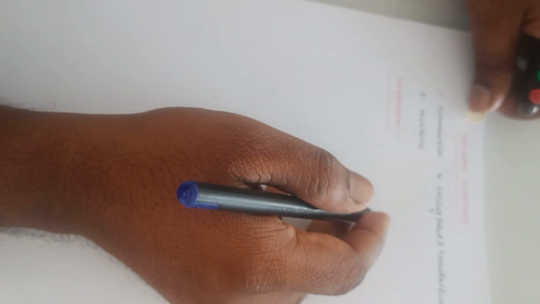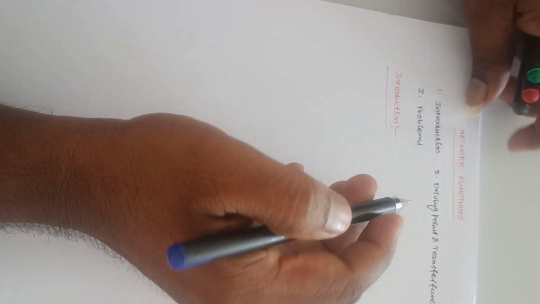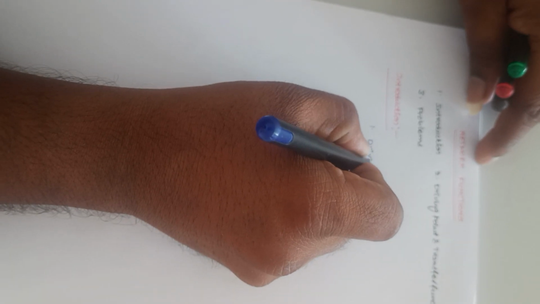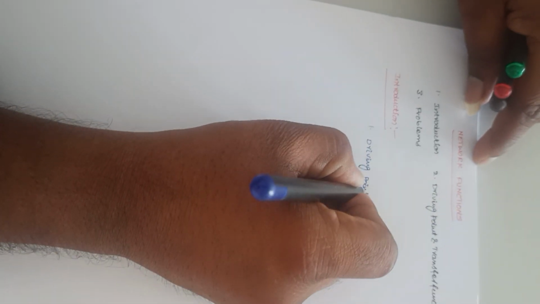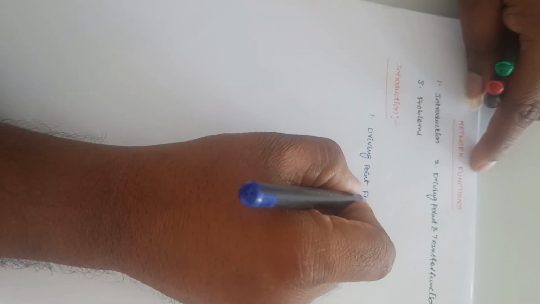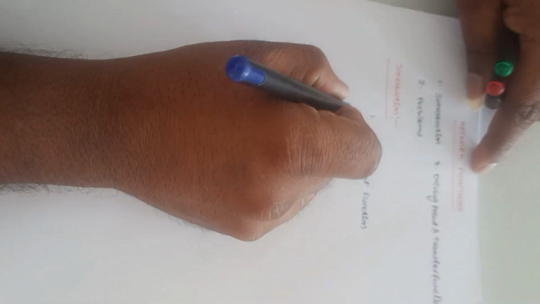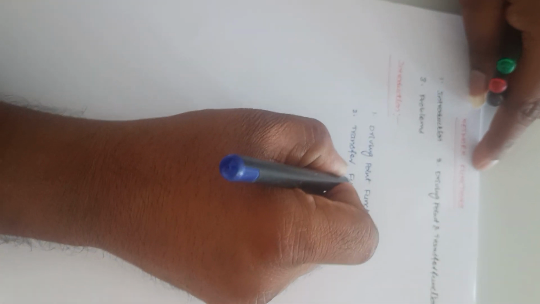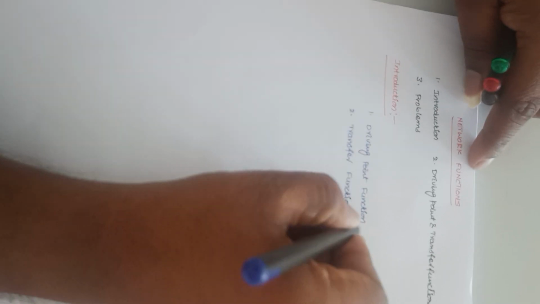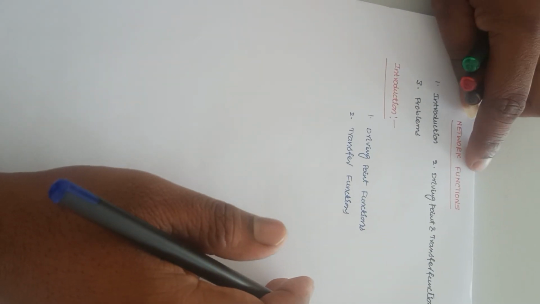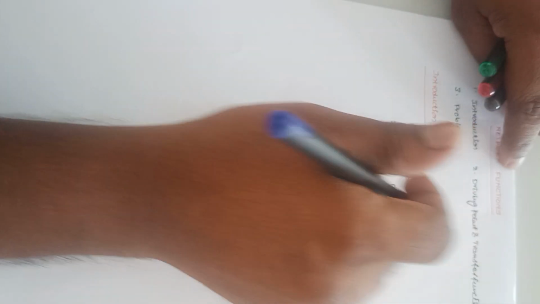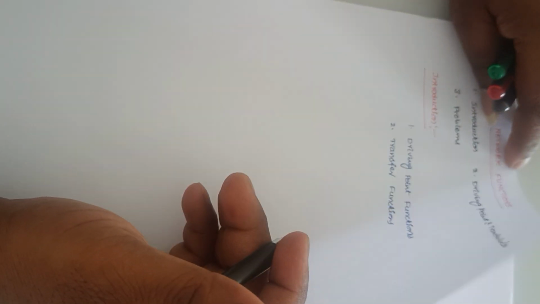These network functions are classified into two types. First one, driving point function. Second one is transfer functions. These two are the network functions here. To understand these driving point functions and transfer functions, we should have the knowledge about the basics. I am going to explain the basics here.